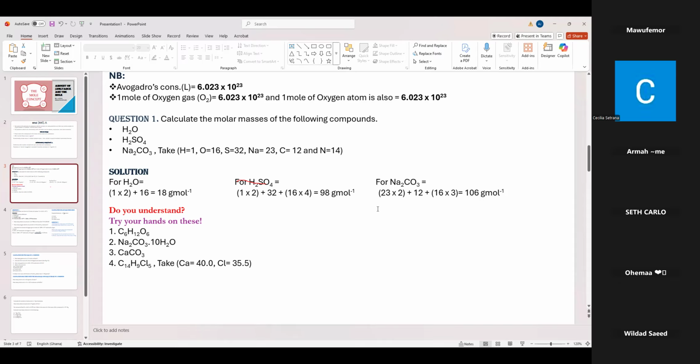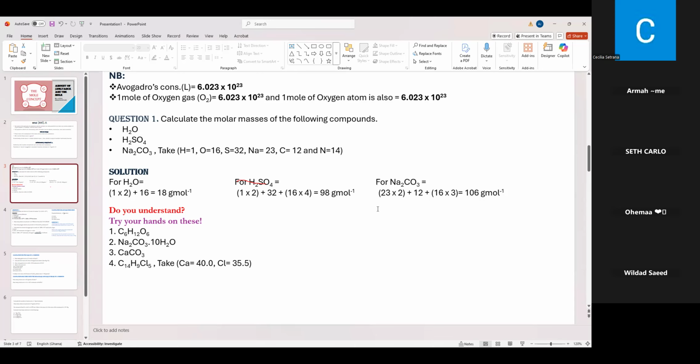If you look at the very last example, that's the sodium carbonate. You have 2 atoms of sodium, 1 atom of carbon, and 3 atoms of oxygen. So you have 23 times 2 plus 12 plus 16 times 3, which gives us our final answer, which is 106 gram per mole.